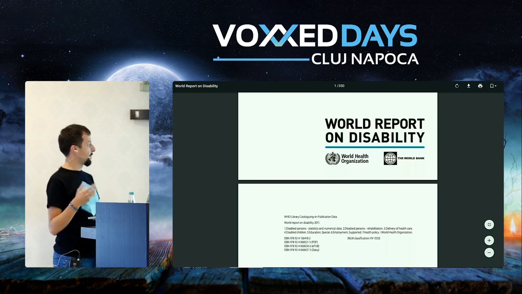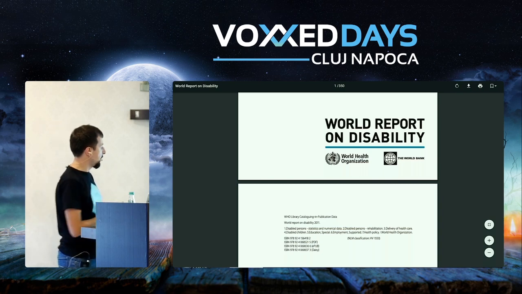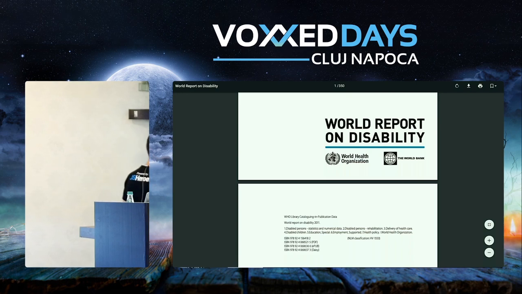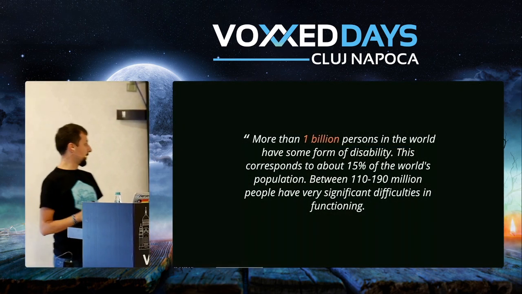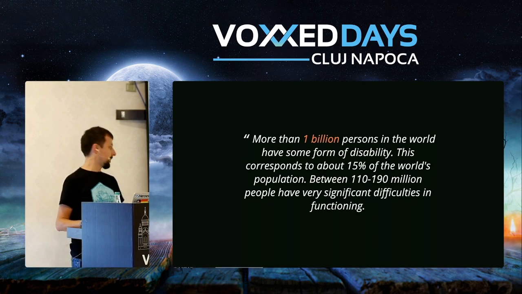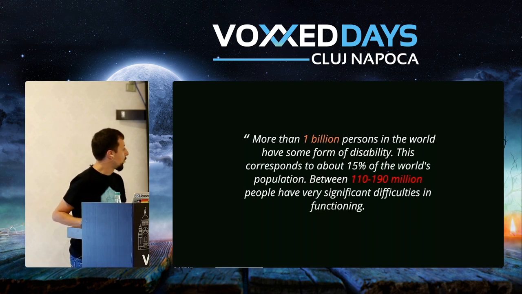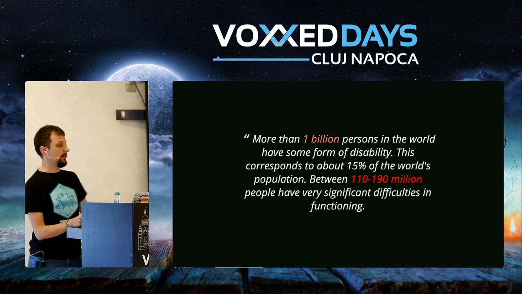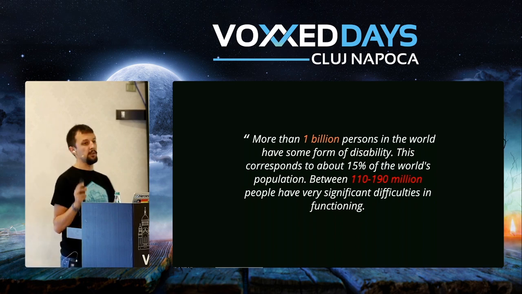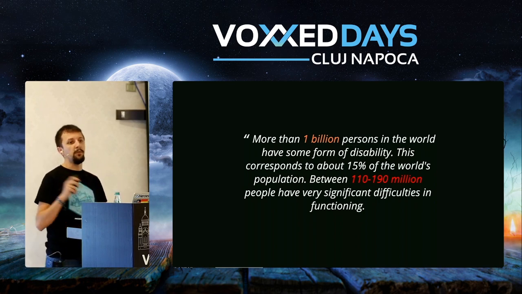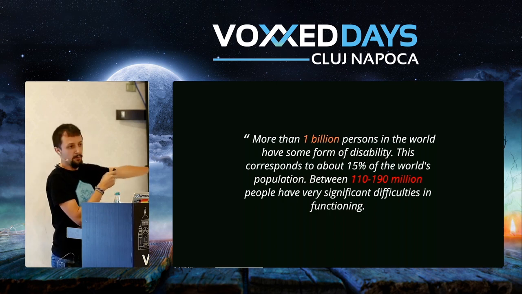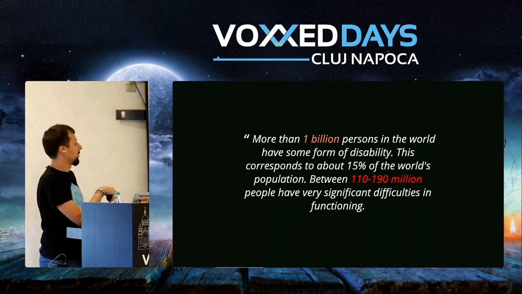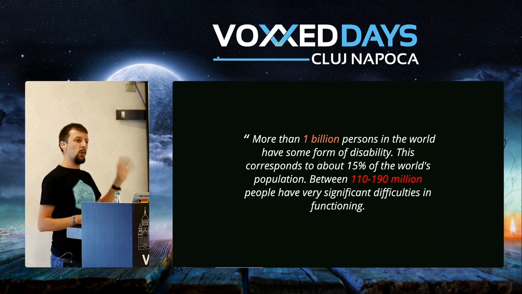According to the World Report on Disability, which is pretty old, it was published in 2011, there are around 1 billion people in the world with some form of disability. Out of those, 110 to 190 million have significant difficulties in functioning. There are 65 plus million visually impaired people. They fall, of course, into the smaller number there, but still, it's quite a huge number.